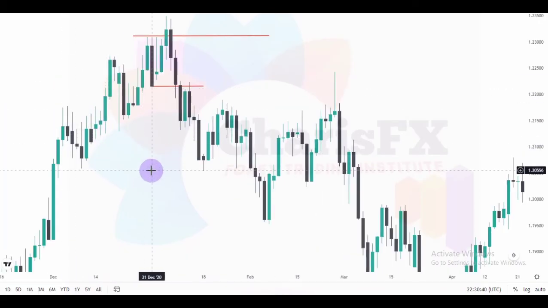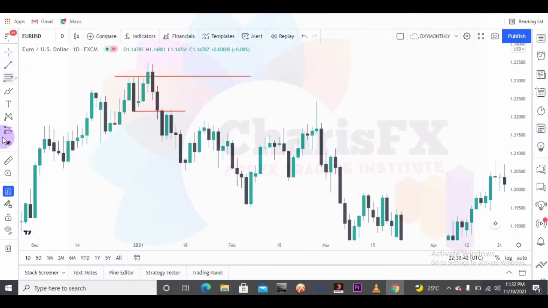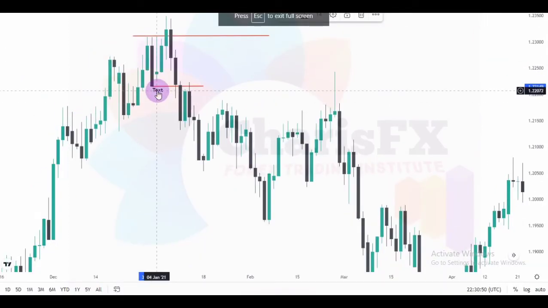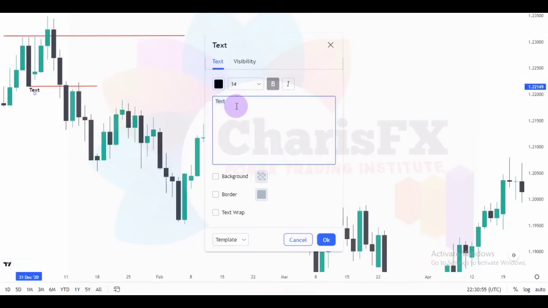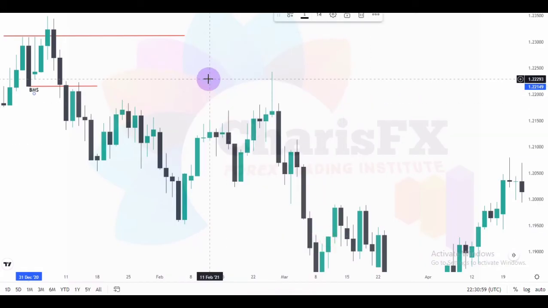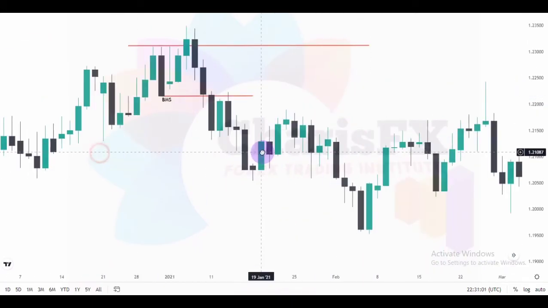What do you have? You have a breaking market structure from bullish to what? Bearish. So what you have now is called a shifting market structure. So we are no longer interested in seeing buy trades. We want to now start selling because there is a shift in market structure from bullish to what? Bearish.